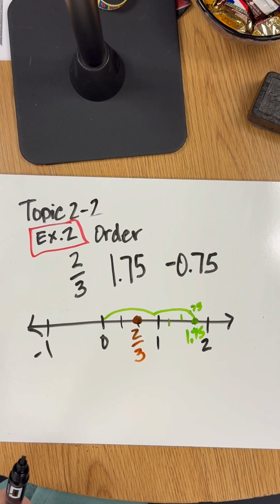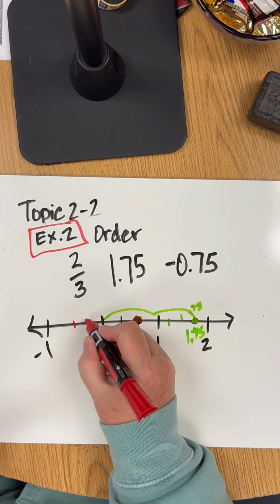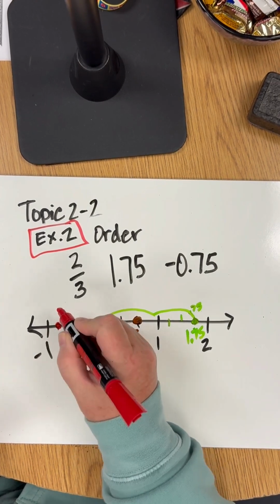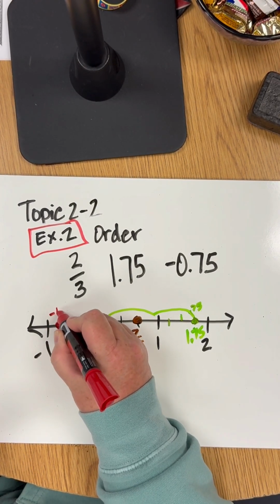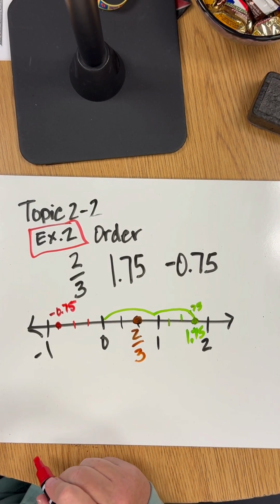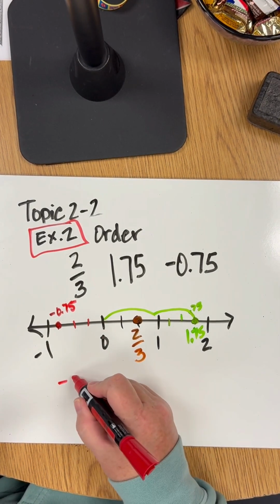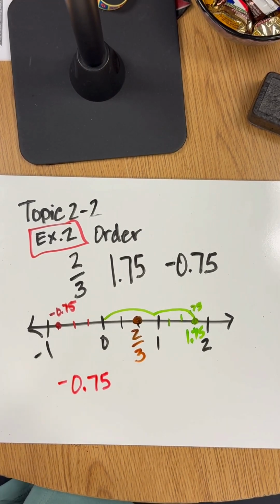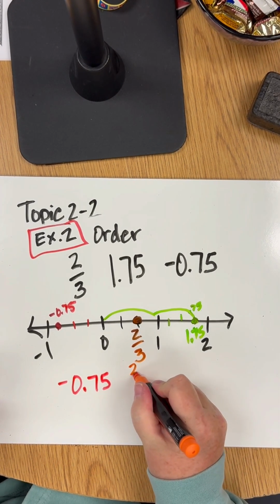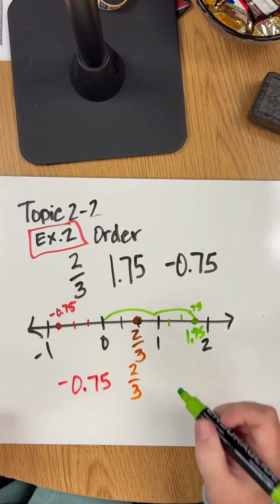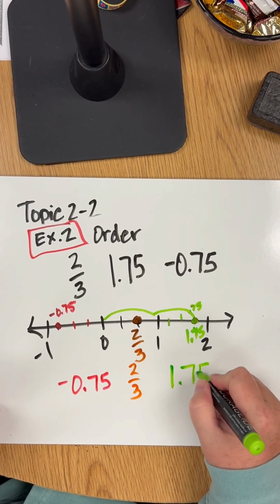And then this -75/100, I know I'm going to go the opposite direction. And again, it's going to be 3/4. So I'm not quite to -1, but I know it's going to be here. And so now I could put these in order. I know that my smallest one is -75/100, then the 2/3, and then the 1 75/100.